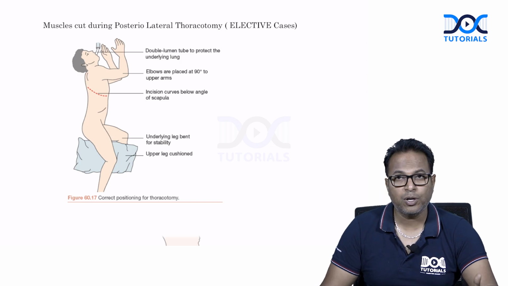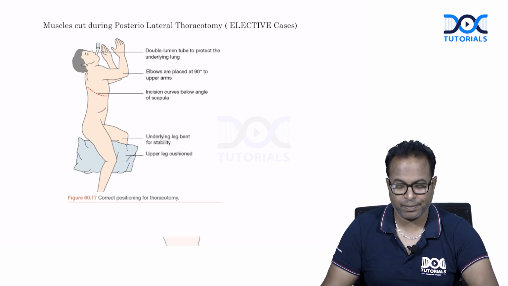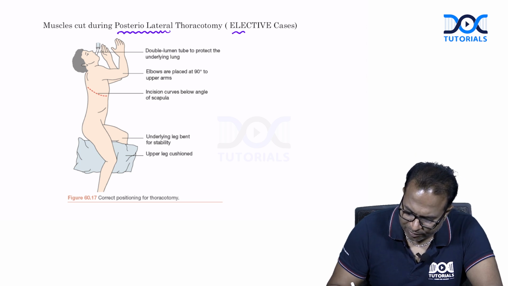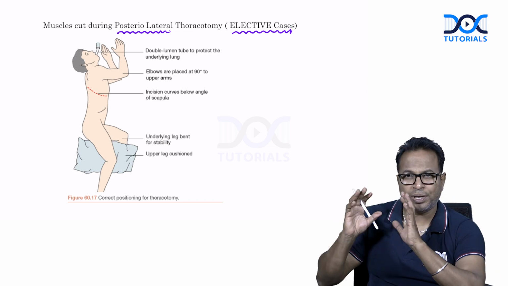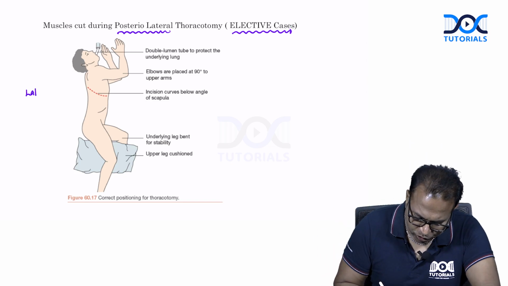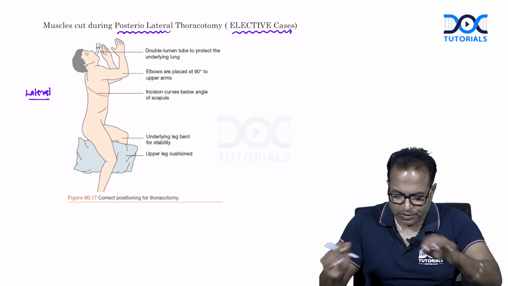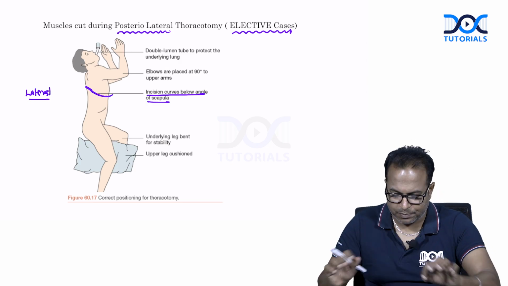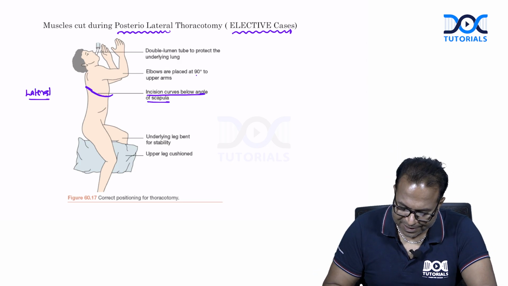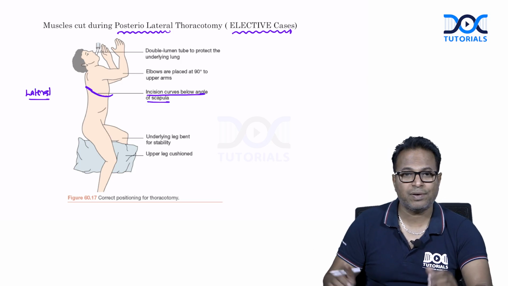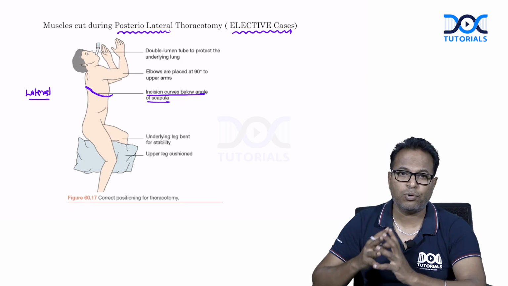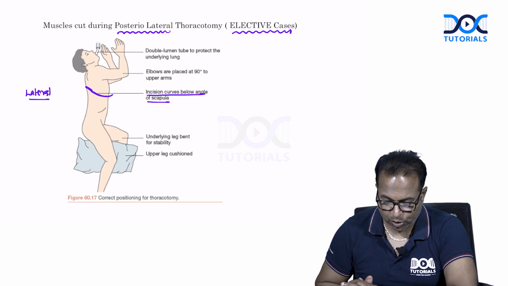And there is a new update from Bailey and Love, 28th edition, on thoracotomies. Posterolateral thoracotomy is commonly done in an elective case. When we are doing thoracic surgery, we put the patient in lateral position like this and open the ribs. The incision is usually made below the level of the angle of scapula. From that level, we open along the ribs. Elbows are placed at 90 degrees and a pillow is placed here. Otherwise, in a lateral position, compression of the brachial plexus can happen. So we should be very careful in positioning the patient for posterolateral thoracotomy.